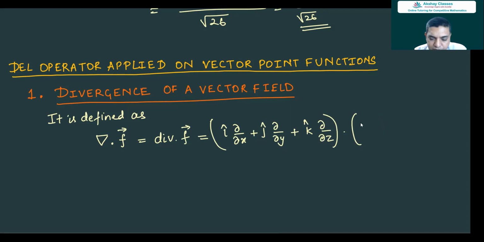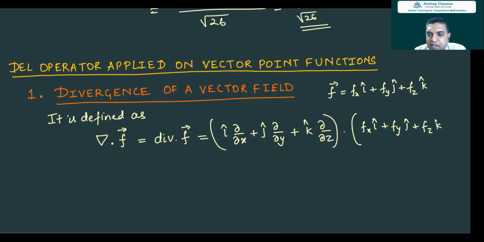Whatever F is, let's say F has an x component. It is a function of x, y, z. Each one is a function of x, y, z. This is the y component and this is the z component. So this is Fx i plus Fy j plus Fz k.